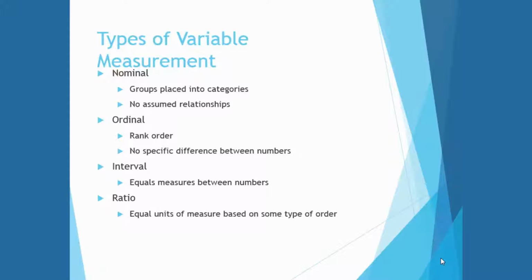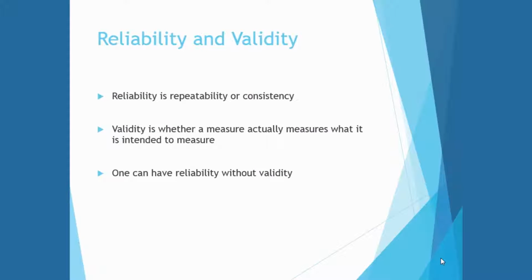Ordinal, you think about rank. First, second, third, fourth, fifth. No real specific difference between numbers. It's just you came in first, you came in second. Whether the difference between first and second is 1.5 minutes, and third and fourth is 6 minutes, it doesn't really matter. You came in first, second, third, fourth. And then nominal: groups are placed into categories with no assumed relationships. So remember, when we talk about the types of variable measurement, they're pretty much going to fall into one of those 4 categories.